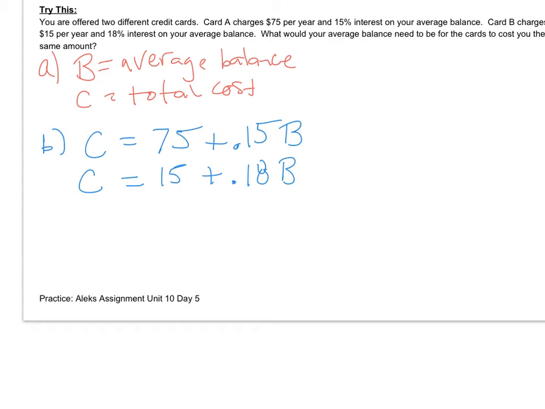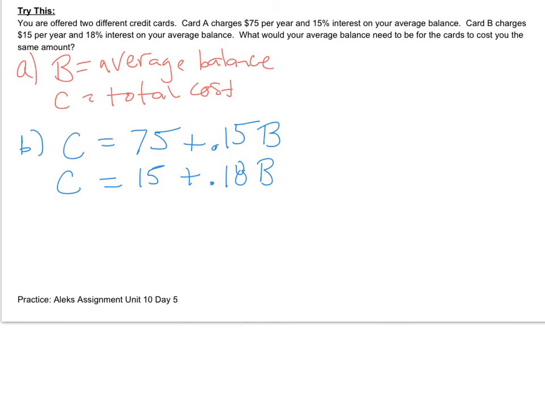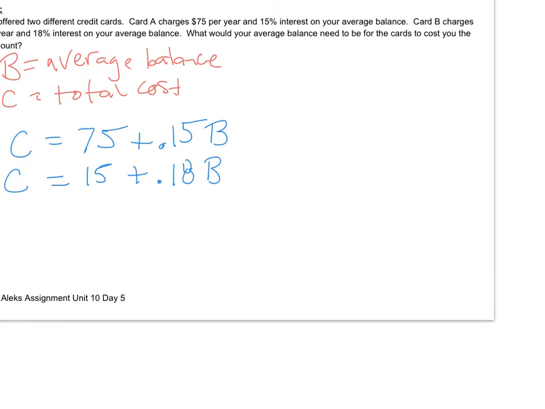In the next part, we need to go through and solve. In order to solve, since they're both set equal to the same variable, we can take this and set it equal to that. So in part C, we're going to have 75 plus 0.15b equal to 15 plus 0.18b.